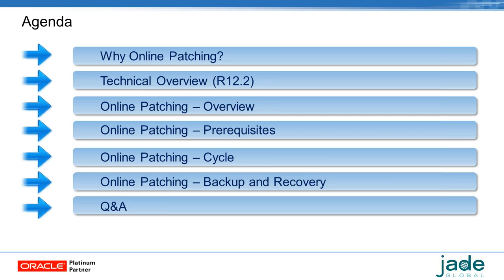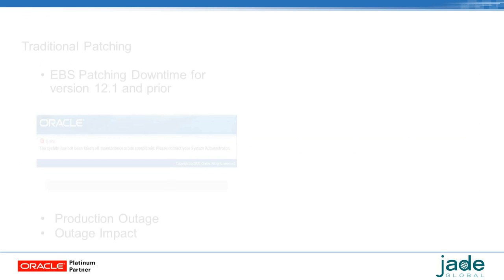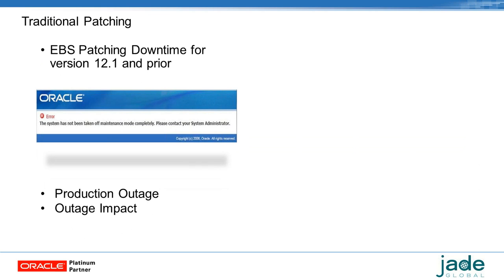So to start with, in traditional patching, in the real-life scenario, up to 12.1.3 on all the previous EBS instances, typically when we go for patching, depending upon how big or small the patch is, we need to bring down the entire production system. Once you have tested it and are ready to implement those patches on your production instance, you need to bring it down, which results in a production outage, and you have to face whatever impact it has.